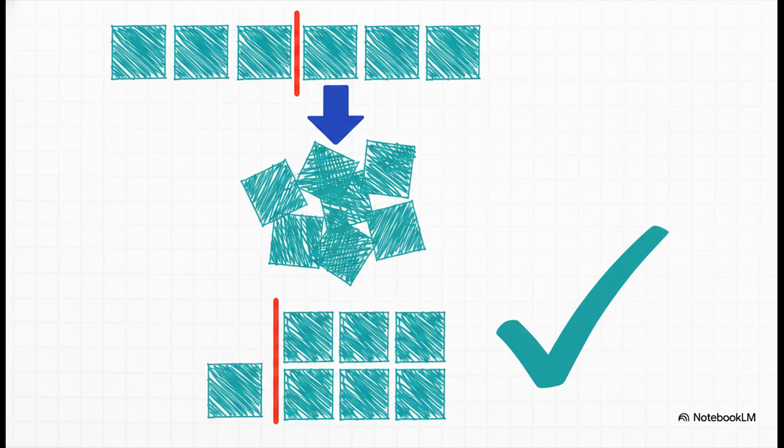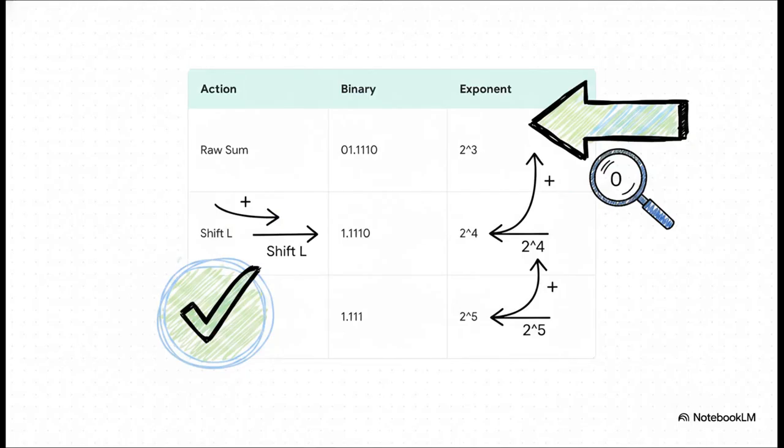That raw sum you just got, it might have multiple numbers to the left of the point, or it might have a 0 to the left and a bunch of zeros right after it. That needs fixing. Let's say our raw sum came out to 01110 with an exponent of 2 to the third, while that leading 0 isn't normalized. To get exactly 1 sitting to the left of the radix point, we have to shift our point. And notice this. Every single time we shift the radix point to the left to capture that 1, the exponent has to step up to compensate. It climbs from 2 to the third, up to 2 to the fourth, and then to 2 to the fifth. You track this movement carefully until that format is absolutely perfect.